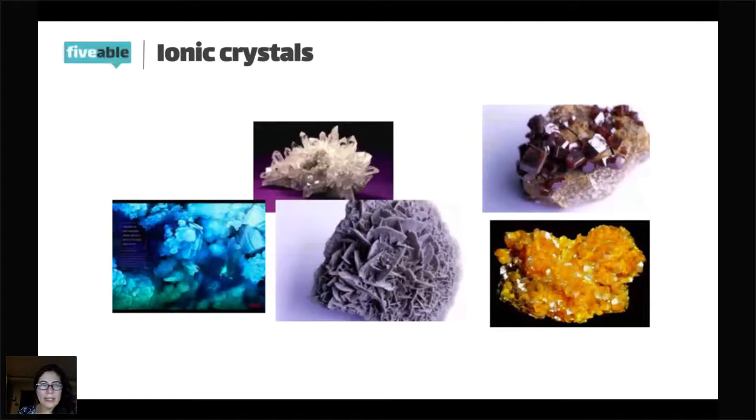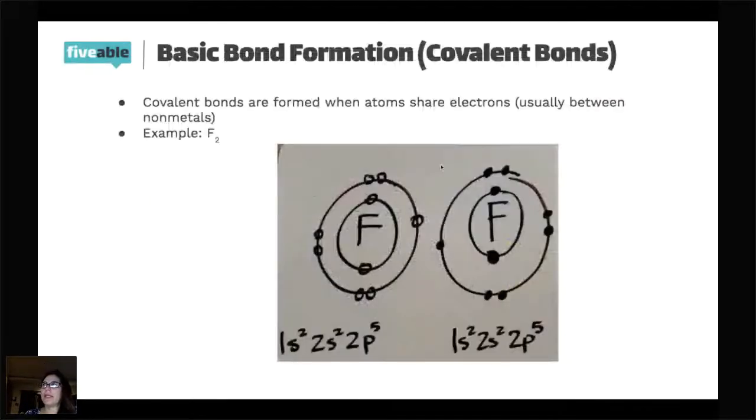Okay, let's move on with covalent bonds. In covalent bonds, we know that they're formed when the atoms share electrons. This usually happens between nonmetals. For example, something very simple, it's with 2 fluorine atoms. If we notice here, the fluorine atoms have 7 valence electrons. They only need 1 to complete the octet.